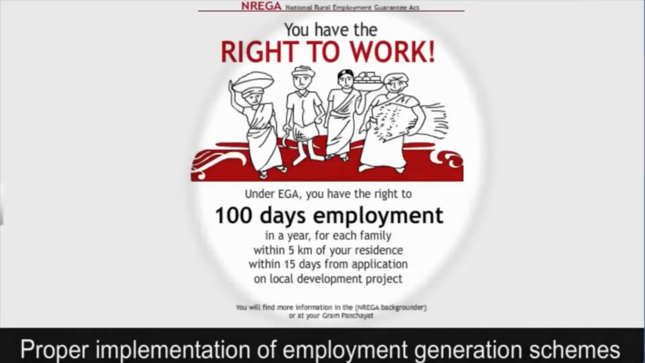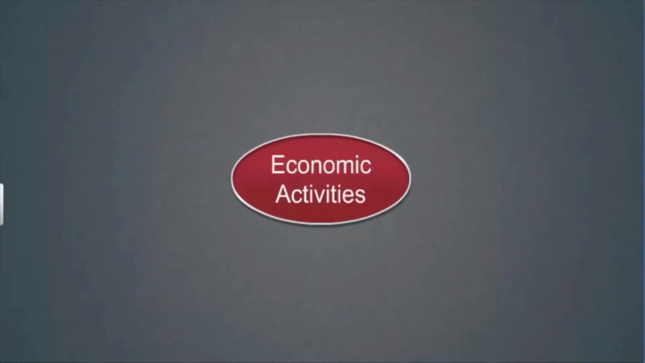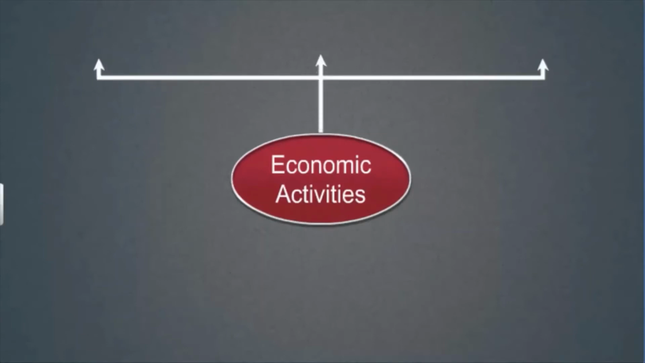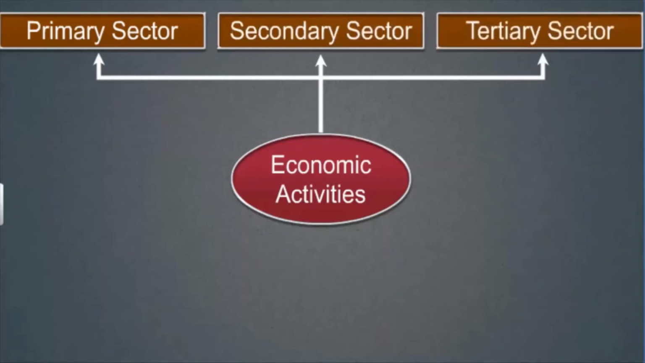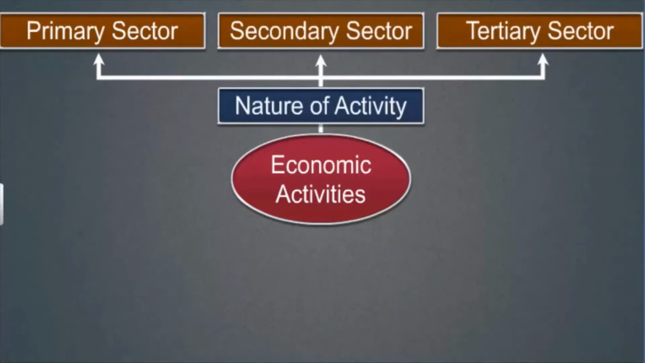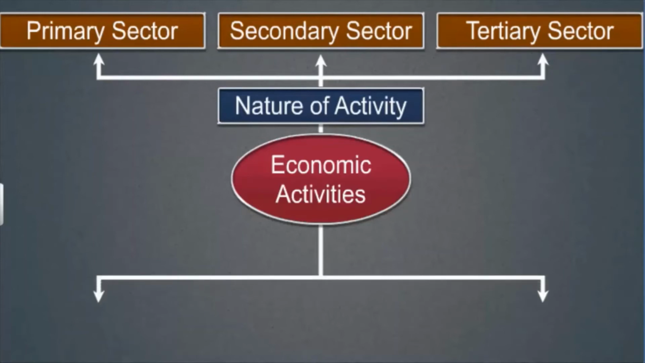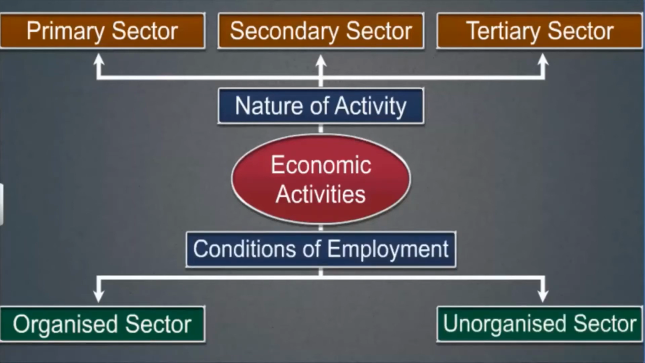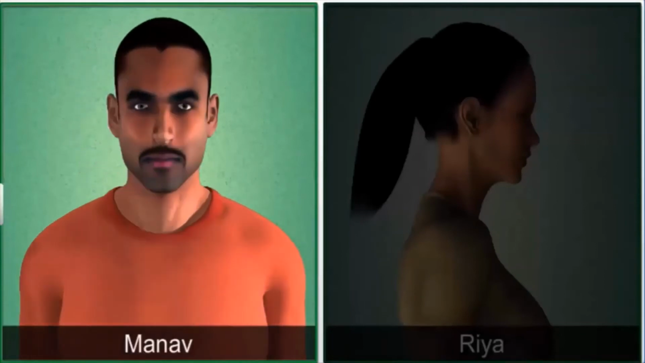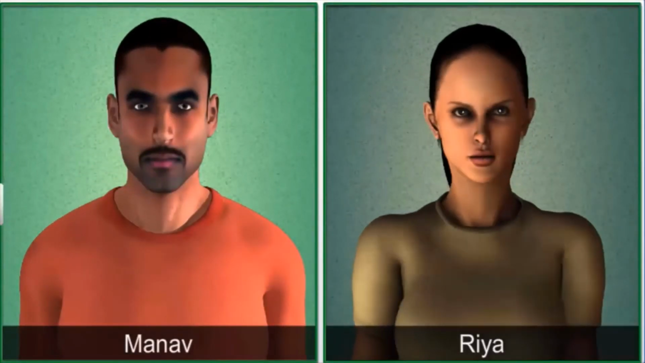You have already studied about the classification of economic activities into primary, secondary, and tertiary sectors depending on their nature. Economic activities can also be classified into organized and unorganized sectors depending on their conditions of employment. Meet Manav and Ria. Let us understand the difference in the organized and unorganized sectors by looking at their working conditions.